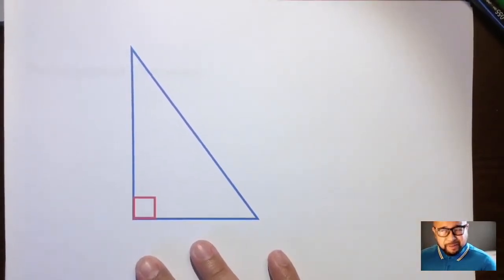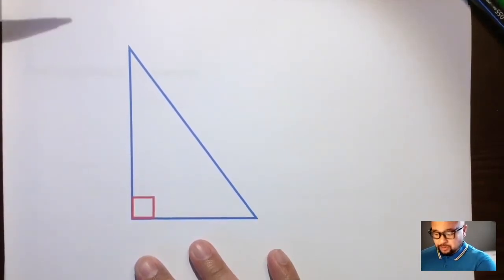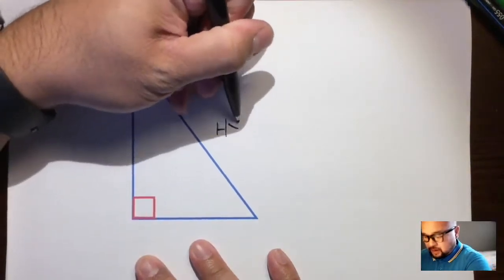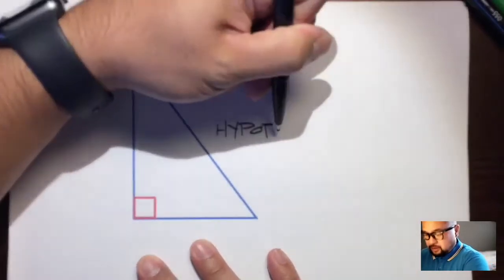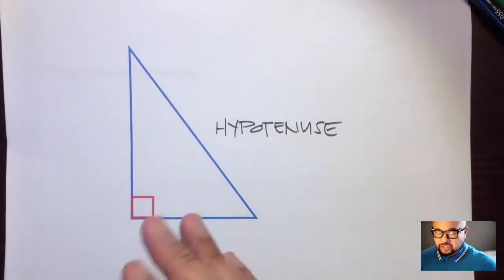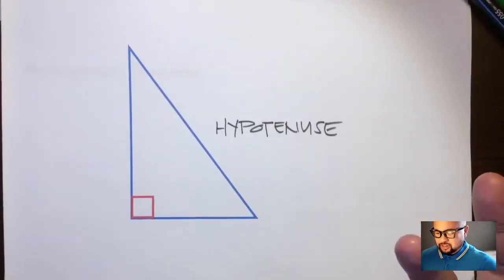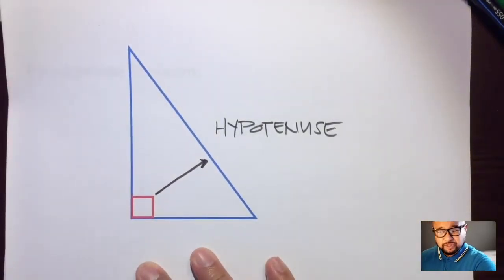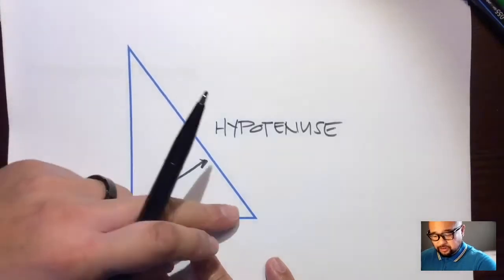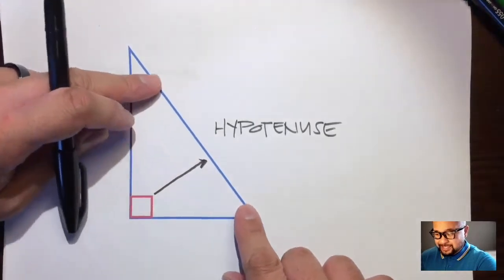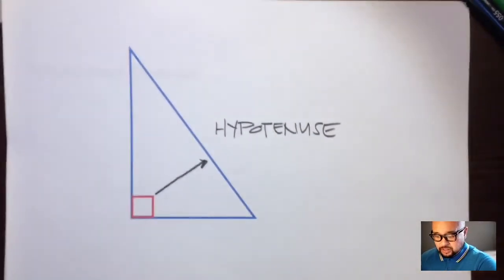The first big part and the biggest part of a right triangle is this side right here. This side is called the hypotenuse. It's the longest side. And how is it the longest side? Because it is opposite the right angle, which is the biggest angle, the widest angle out of all three of these angles. It's the widest, so it makes this side that it's opposite to the longest side.